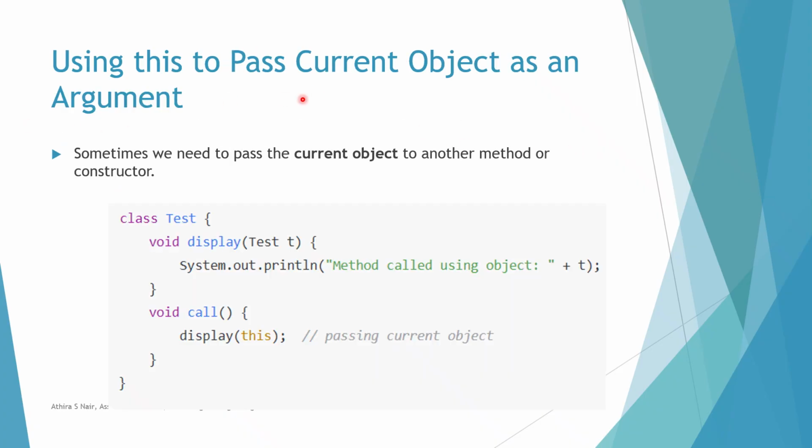We can also use this to pass the current object as an argument. So here we are passing the current object itself to another method. This is useful in event handling and callback methods. So here in the class Test, void display(Test d), here we are printing a method called using object. And here void call(), display(this). So here we are passing the current object as an argument. So we can use this to resolve variable conflicts, call another method, for constructor chaining, and we can also pass the current object using this.